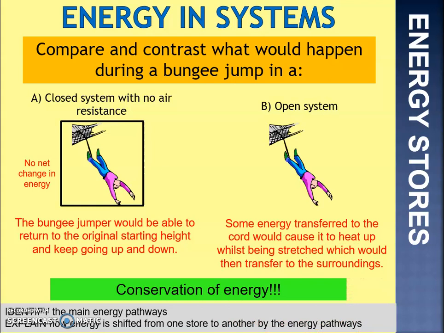In an open system, that would change. Some energy would be transferred to the cord. That would cause it to heat up while it's being stretched. That transfers energy to the surroundings. So each time he bounces up, he wouldn't go as far as his original height. Every time again he bounces up, it'd be further and further down until he eventually comes to a stop. This is conservation of energy.